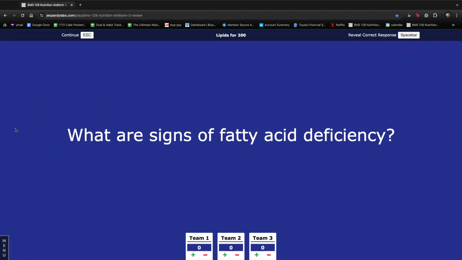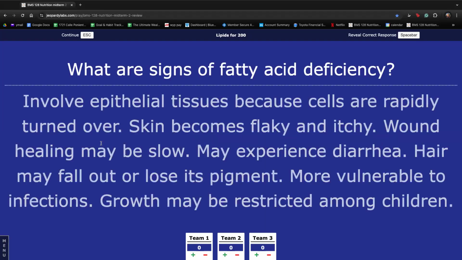What are signs of fatty acid deficiency? Flaky skin and dry skin. Yeah, that's one sign. And diarrhea, hair loss, and it restricts growth in children. But honestly, if you deplete any of these nutrients in children, it will restrict growth to some degree. So that's fatty acid deficiency.